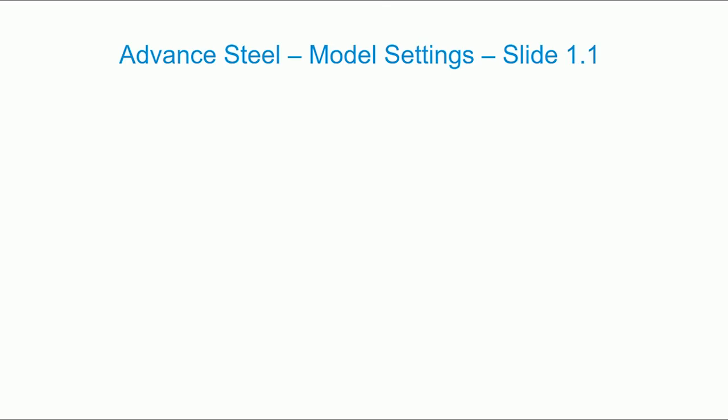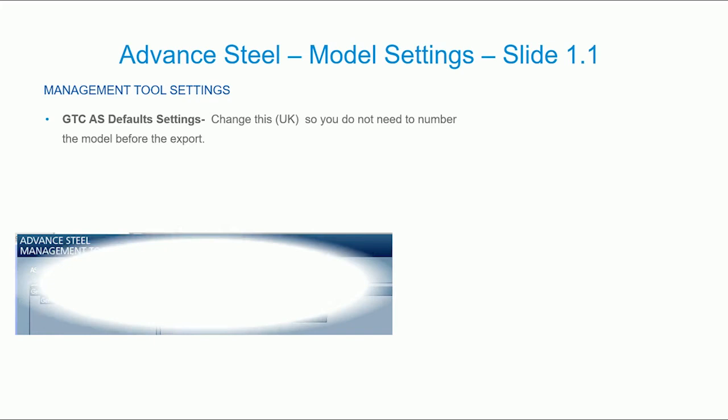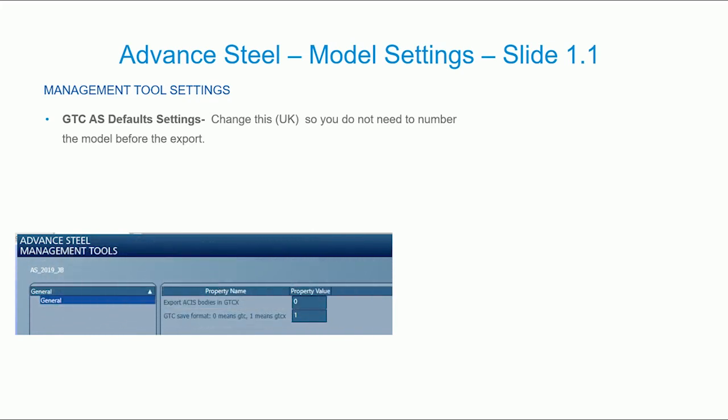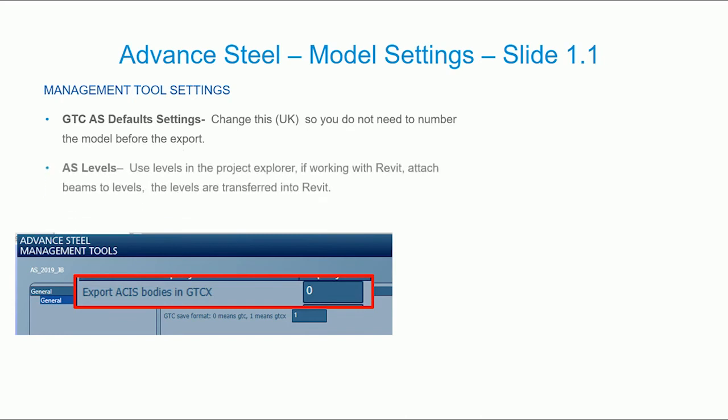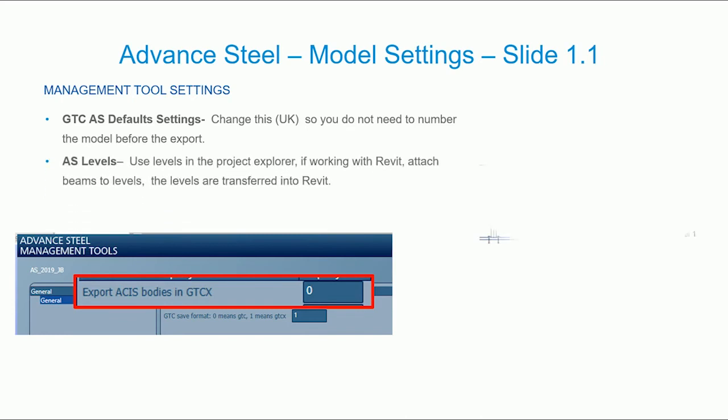A couple of things inside Advanced Steel that I wanted to mention as well. There's a management tools setting that we do change in the UK, so you don't need to number the model. It's just the export ASIS body one, change it back to 0, and you won't need to number the model. You will be able to import and export.